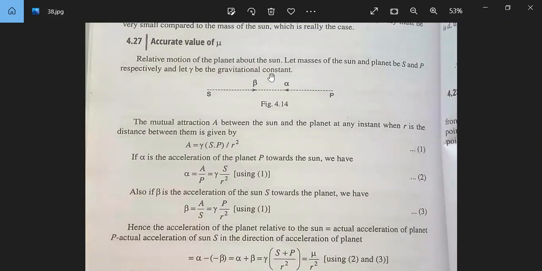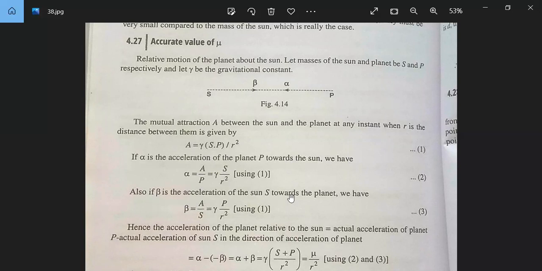Relative motion of the planet about the sun. Let masses of the sun and planet be capital S and capital P respectively, and let gamma be the gravitational constant. The mutual attraction A between the sun and the planet at any distance, when R is the distance between them, is given by A is equal to gamma into S into P by R square. ये हम लोग देख रहे हैं न्यूटन्स यूनिवर्सल लॉ ऑफ ग्रेविटेशन से। If alpha is the acceleration of the planet towards the sun, then alpha will be A by P, means gamma into S by R square from this equation.